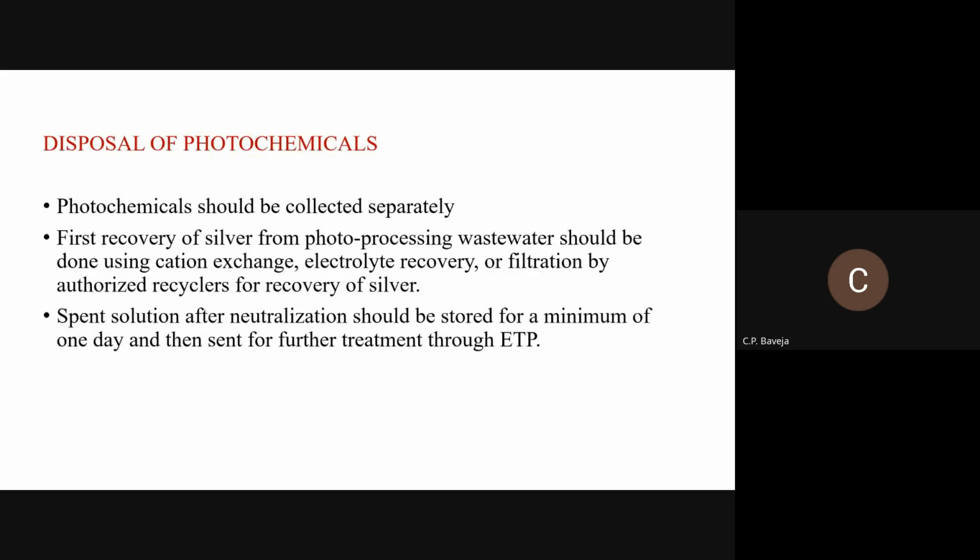Disposal of photochemicals. Photochemicals should be collected separately. First, recovery of silver from photo processing wastewater should be done using cation exchange, electrolytic recovery, or filtration by an authorized recycler for recovery of silver. And spent solution, after neutralizing, should be stored for a minimum of 1 day, and then sent for further treatment through ETP.